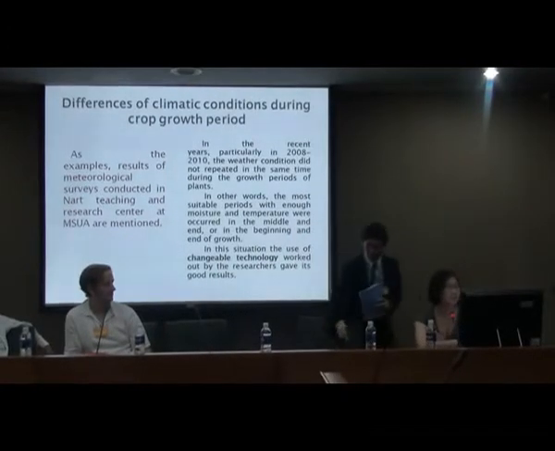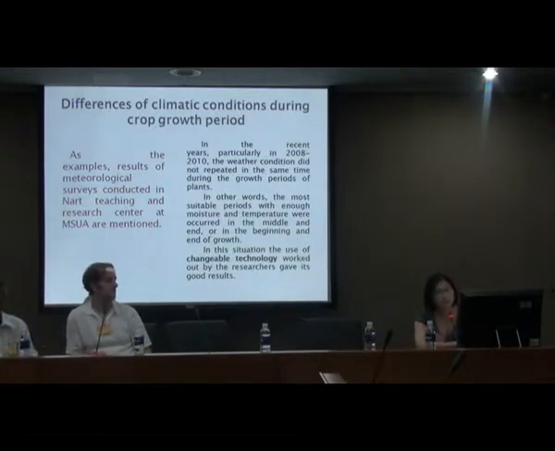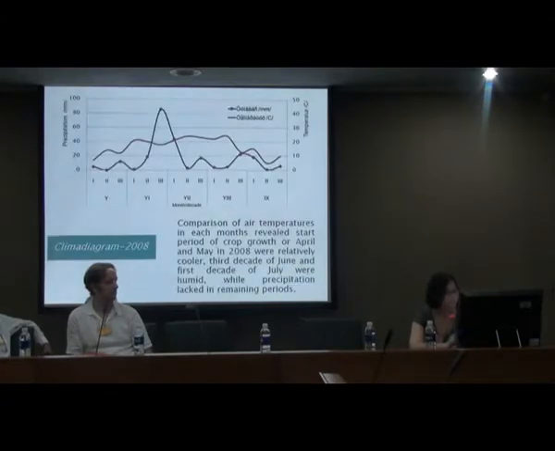Examples: results of meteorological surveys conducted in the North Teaching and Research Center at the Mongolian State University of Agriculture. In recent years, particularly in 2008 to 2010, the weather conditions didn't repeat at the same time during the growth periods of plants. In other words, the most suitable periods with enough moisture and temperature occurred in the middle, or in the beginning and end of growth. In this situation, the use of changeable technology worked out by the researchers gave good results.